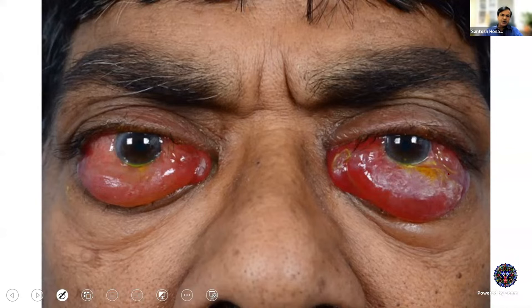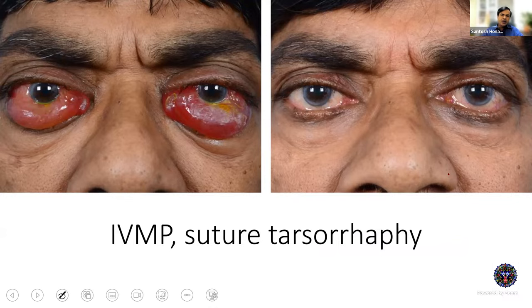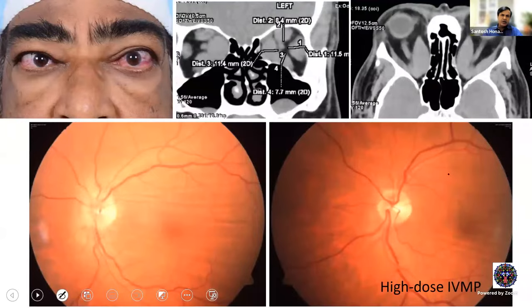Do patients respond? This is one patient who was on the verge of losing vision, bilateral severe disease. That's how thick the muscles were. And this is loose tarsorrhaphy is what we had to perform after depositing the chemotic conjunctiva, not tight tarsorrhaphy, which would press on the eye further. And all he was given was intravenous methylprednisolone, and he settled down, never needed any form of surgery. He settled down and he's in remission to date.